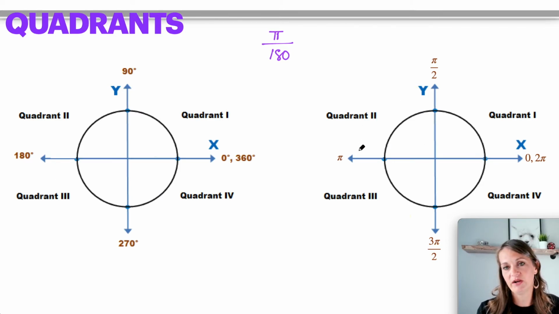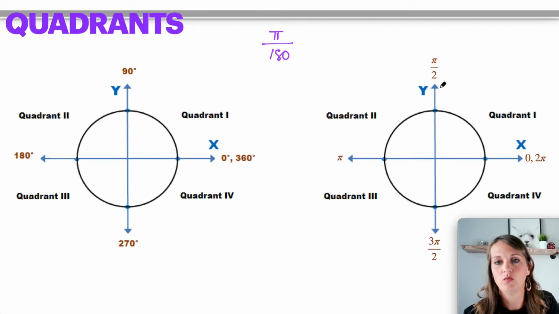So if halfway around the circle is pi, that means up here it is going to be 1/2 pi or pi over 2. And then if you go 3/4 of the way around, it is 3/2 pi, because again, 1/2 plus 1/2 plus 1/2 is going to be 3/2. And then when you make it full circle back around, it is going to be 2 pi.